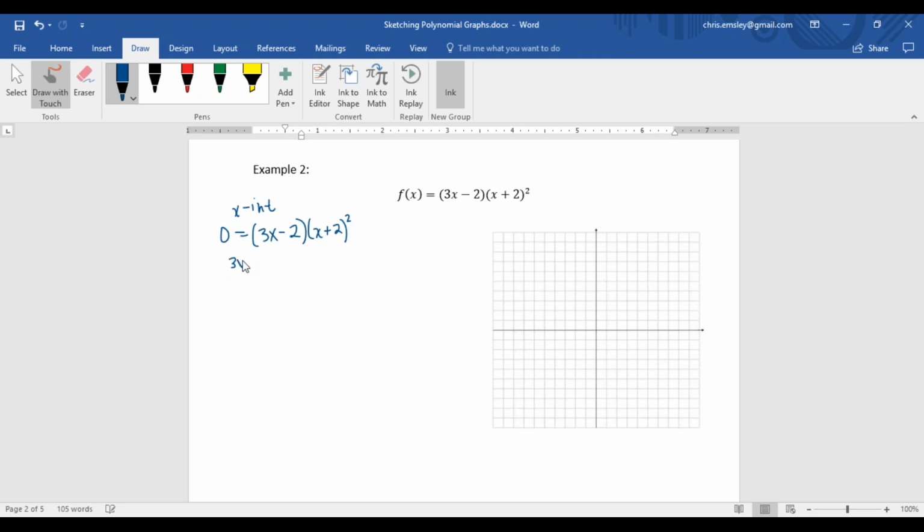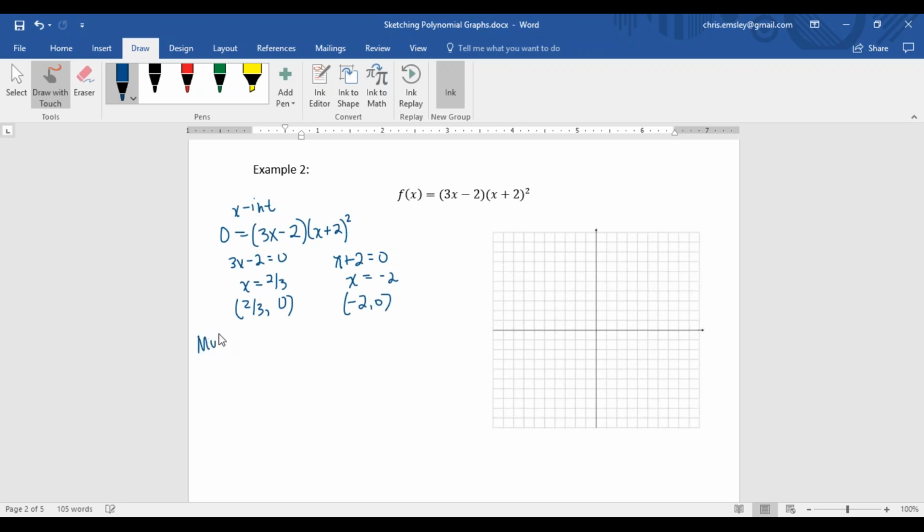Okay, so we get 3x minus 2 equals 0. If we solve that for x, we get x equals 2/3. I didn't write them as ordered pairs last time, but that's the intercept (2/3, 0). And for this one, we get x plus 2 equals 0, x equals -2, which again is an ordered pair.